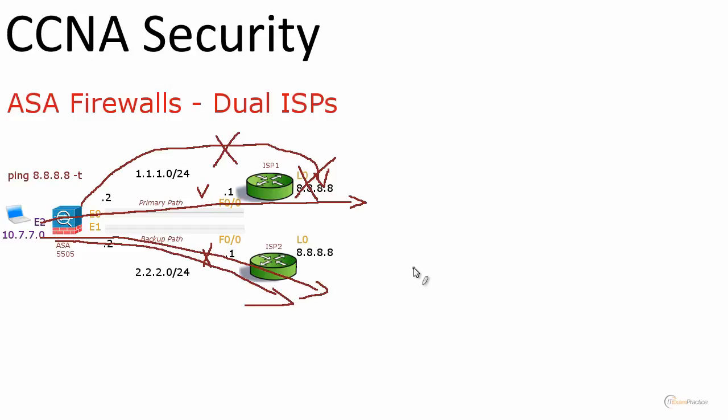In this video, we talked about a really interesting feature, dual ISPs. I showed you how you can enable a feature like that on an ASA firewall, and we even performed a failover test. Thank you very much.